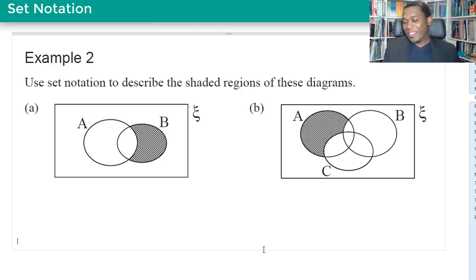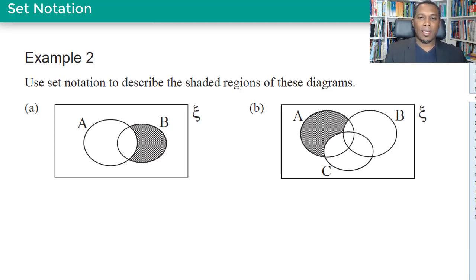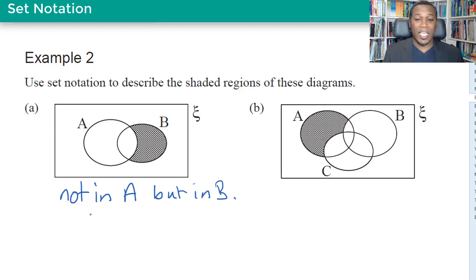Now it's my turn. So let's see the thinking through this. I have a situation where what's shaded is not in A, but it's in B. That's the way I'll describe it. Look at what I've done there. I'm talking about it in English, not using set notation, but just using standard English. Not in A, but in B. Or another way I can say it is only in B. That's what I'm thinking about. Only in B.